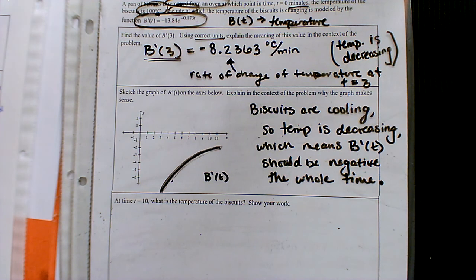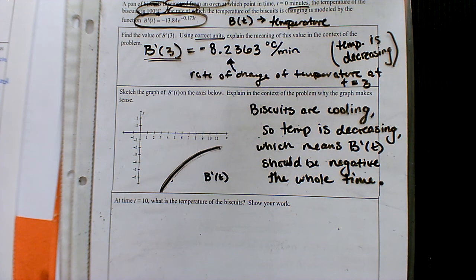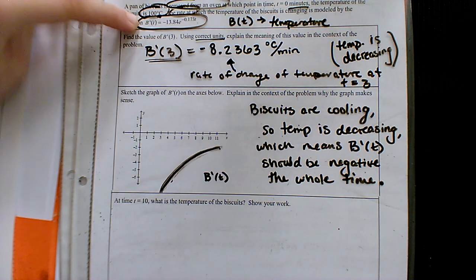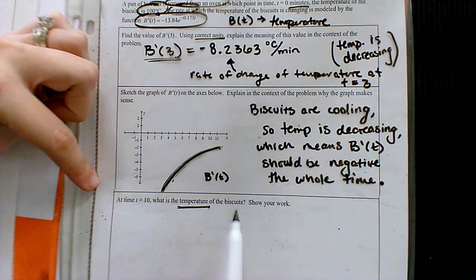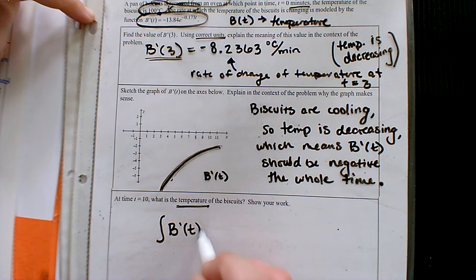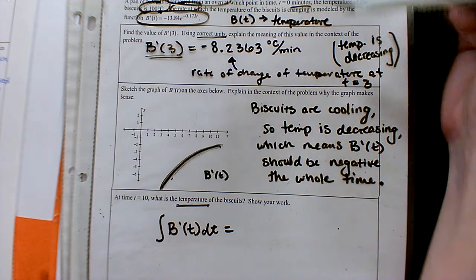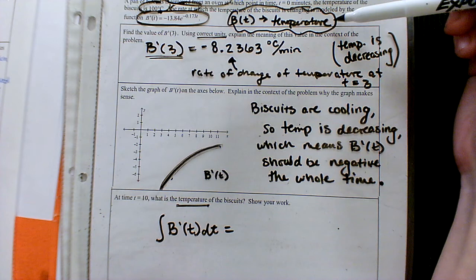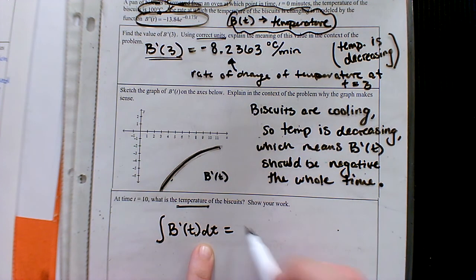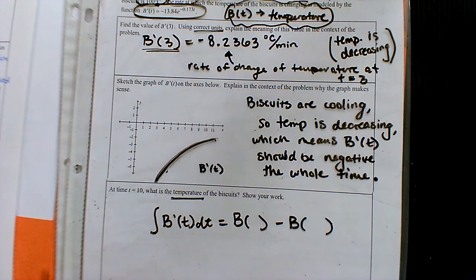Last one. At time t equals 10, what is the temperature of the biscuits? They give us the equation for B prime, and they're asking us about a temperature. If they give us a derivative, we have to work backwards to get B of t, the original equation, which we said was temperature. If we work backwards from the derivative, we'll get B of something minus another B of something. Can we figure out what those somethings should be?